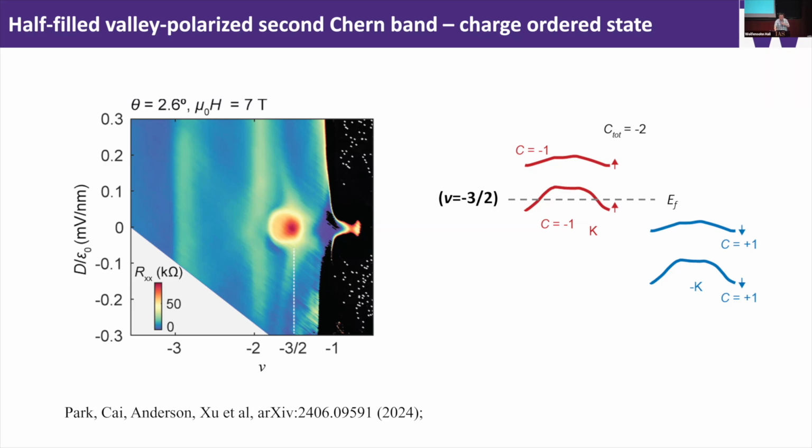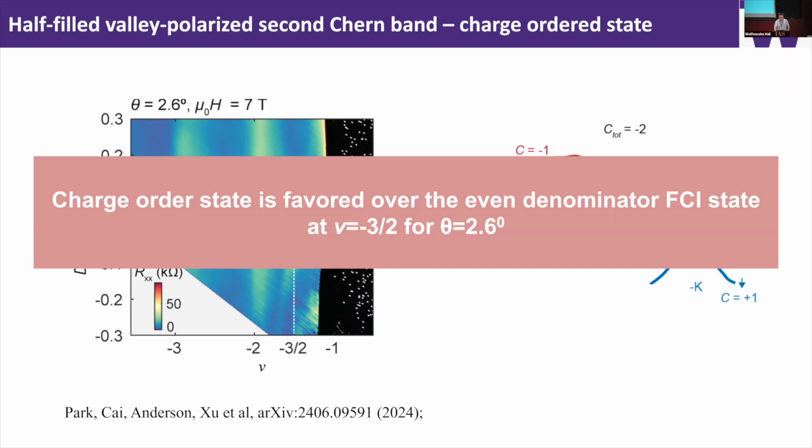So I think hopefully this will give us some feedback to the community, because as you will hear from the next talk, there's a possibility to engineer non-Abelian anyon states at half filling of the second chain band. And I want to give the feedback that we have to look for different twist angles. At least 2.6 probably won't work. Okay, so this is another take-home message, right? Charge order state is favored over the even denominator FCI state at filling factor -3/2 for the twist angle 2.6 degrees.